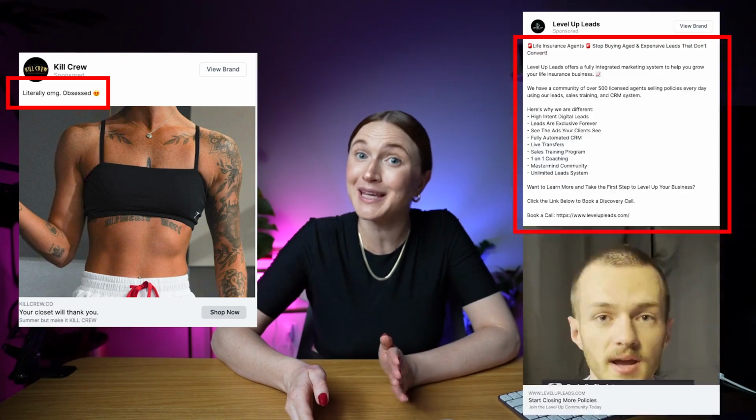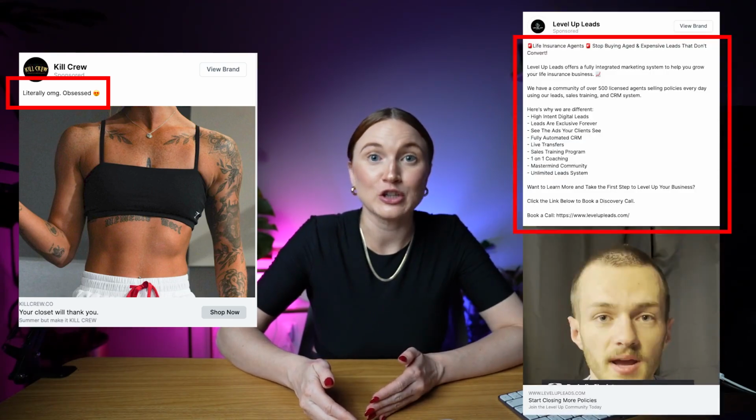Now, to make things really simple, you really only have two options when it comes to developing the primary text copy for your ads. You have short form and long form. And ultimately, you should experiment with both and have a combination of both in your ad account at any given time. So let's take a step back.